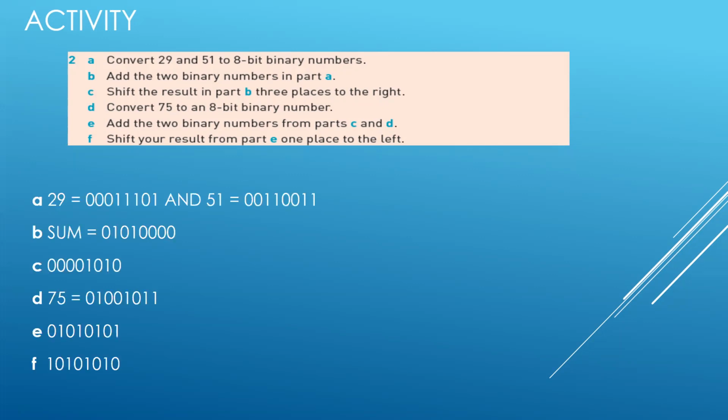Okay. See, it's so simple. 29 is very simple: 16 plus 8 plus 4 plus 1 is 29. And 51, the binary again is very simple. It will be 1 plus 2, then 16, and then 32: 32 plus 16 plus 2 plus 1. Now, for the addition, we have added 0, 0, 0, 1, 1, 1, 0, 1 with 0, 0, 1, 1, 0, 0, 1, 1. So the answer of the addition was 0, 1, 0, 1, and then 4 zeros.